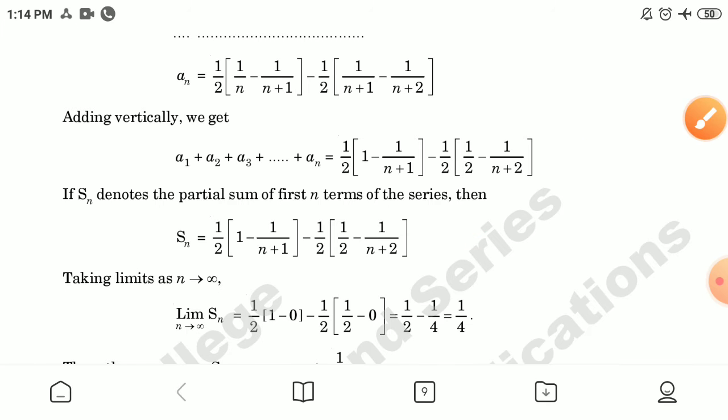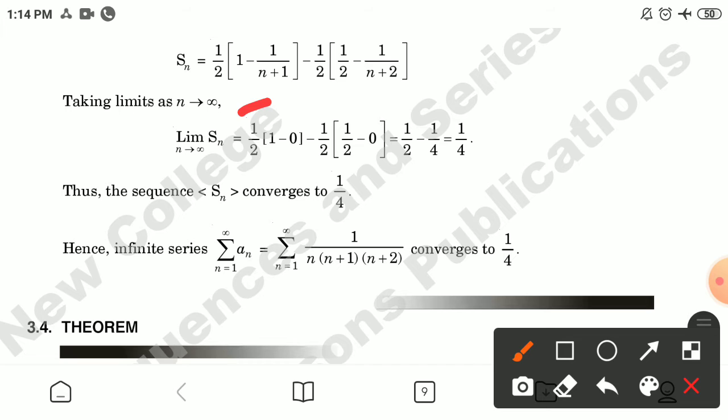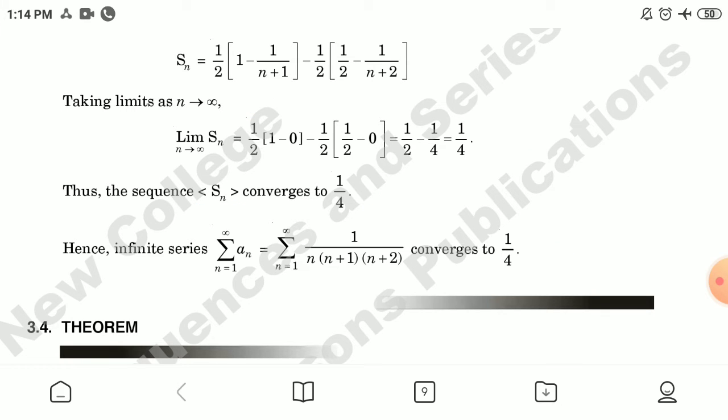Taking limit as n tends to infinity, this gives 1 by 4. The sequence Sn, the sequence of partial sums, converges to 1 by 4. Therefore, the series converges to 1 by 4.